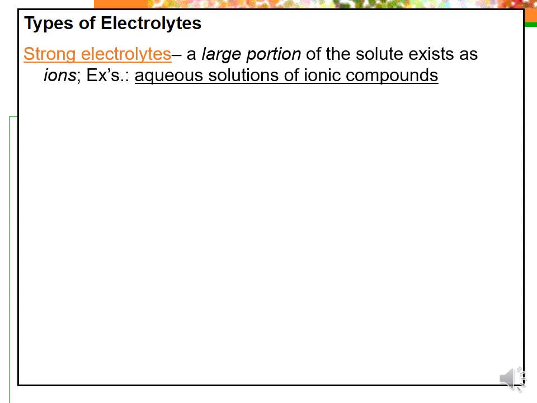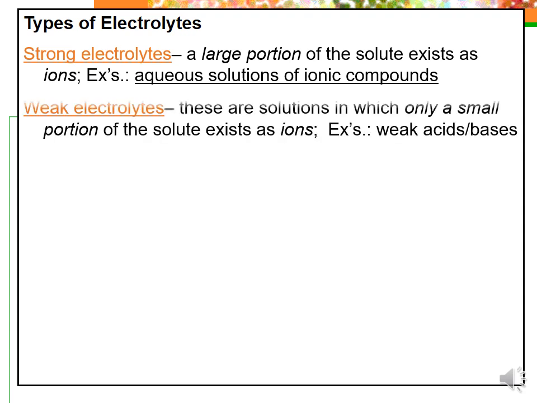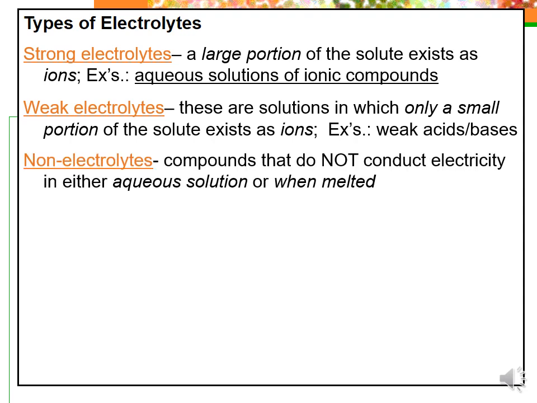We can have strong electrolytes. In a large portion of the solution, we're going to have ions throughout. So most of the aqueous solutions of ionic compounds are going to be strong electrolytes. When we're talking about a weak electrolyte, only a small part of the solute has ions. So we're not breaking all of it into ions, charged particles. We're just breaking a small part. So our weak acids and bases would do this.